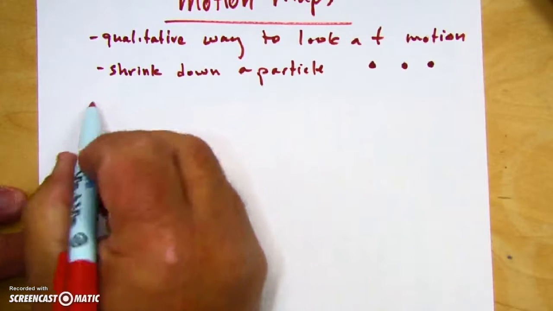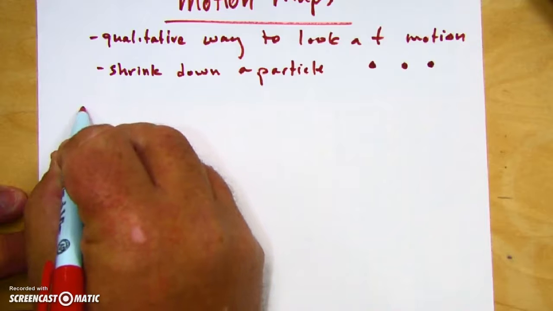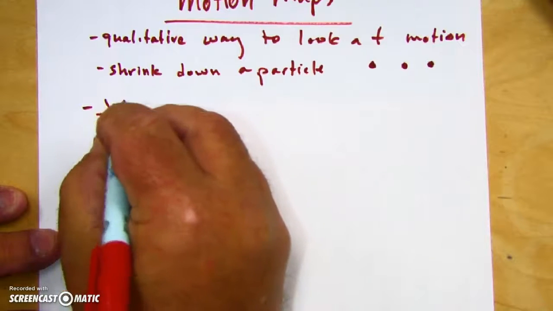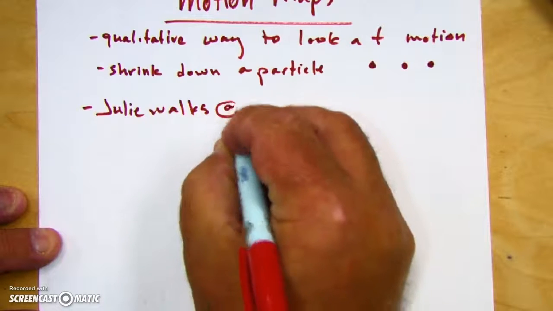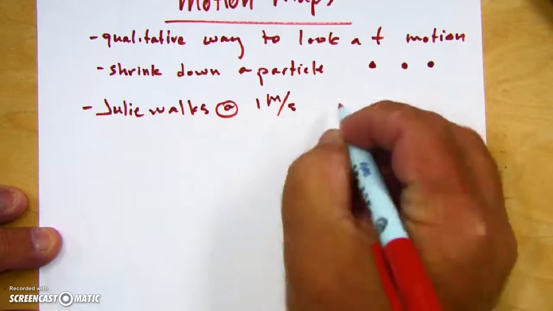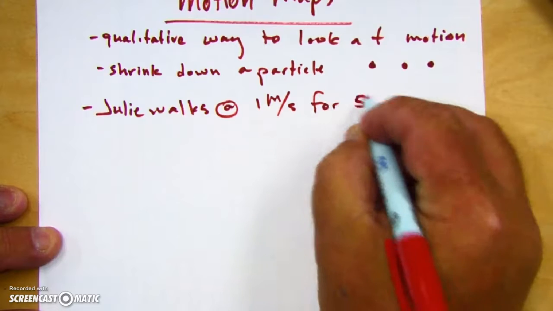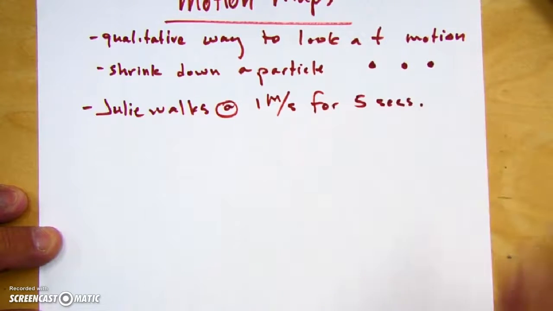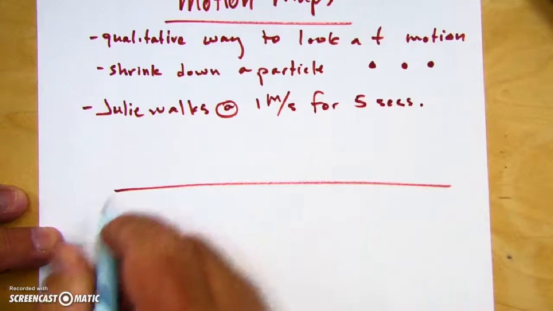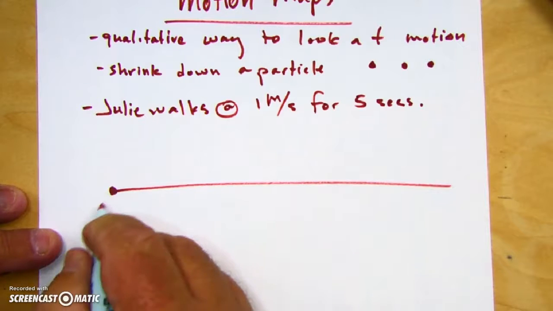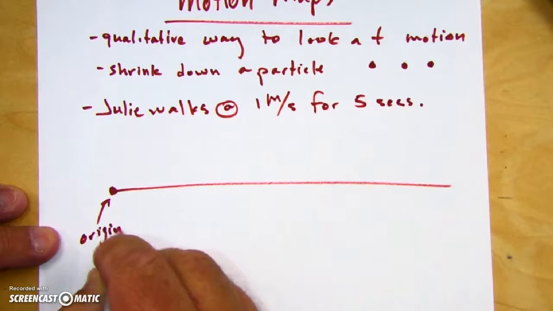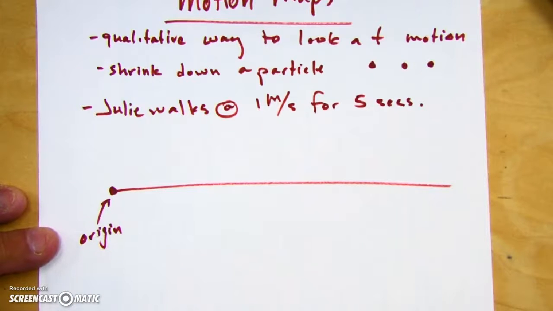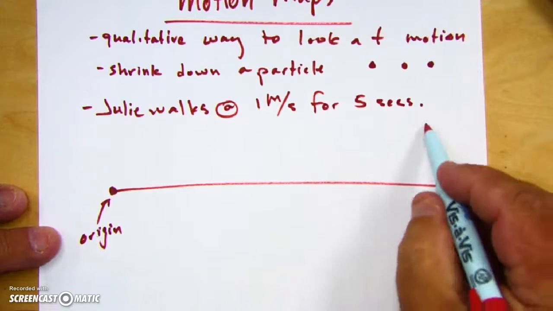So let's do an easy one. Let's say Julie walks at 1 meter per second for 5 seconds. Now, in order for us to have it, we have to have a reference point. This is my origin. This is my starting point. I get to decide where that's going to be. I also get to decide what positive and negative is.